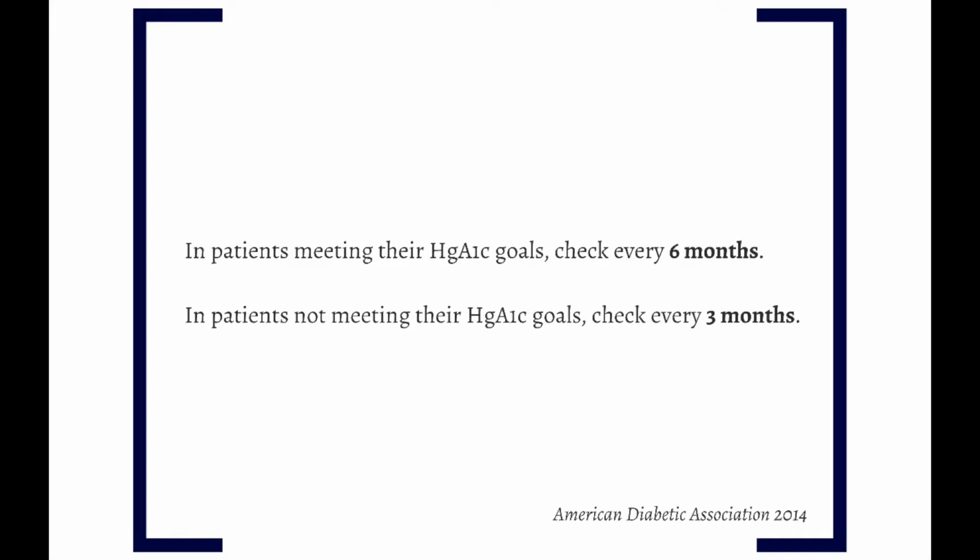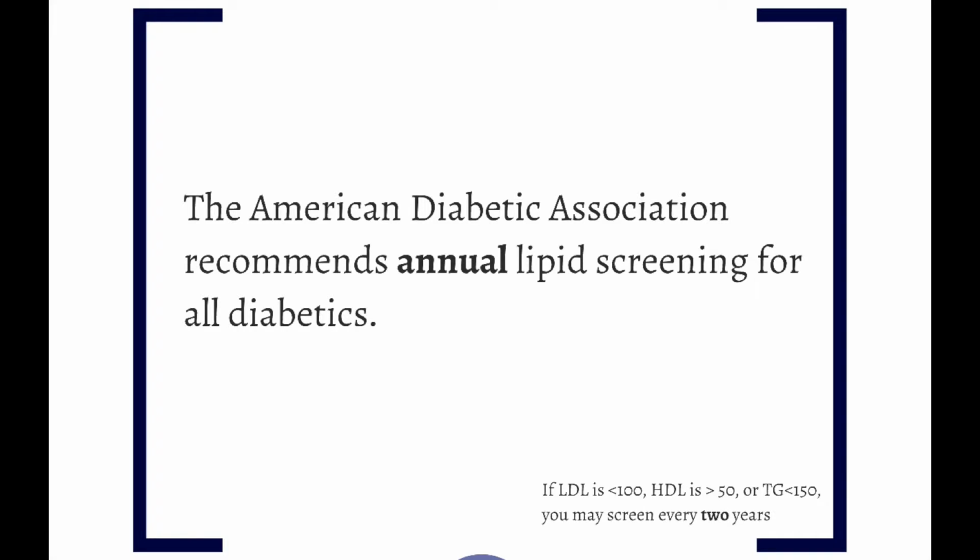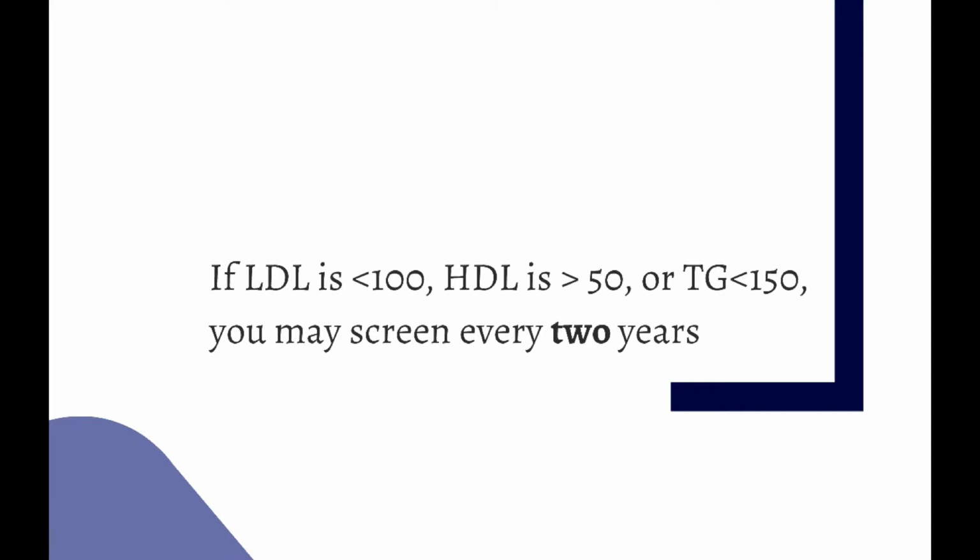Okay, how often should we check lipids? Well, there are actually two answers to this question. The answers are B and C. For most diabetics, the ADA recommends annual lipid screening. However, in selected patients, if their LDL is less than 100, HDL is greater than 50, or triglycerides are less than 150, you can consider screening every 2 years.